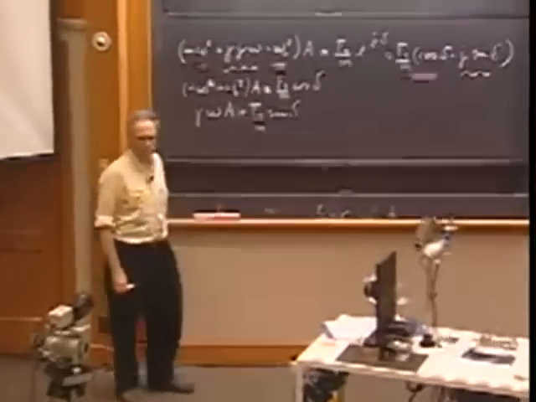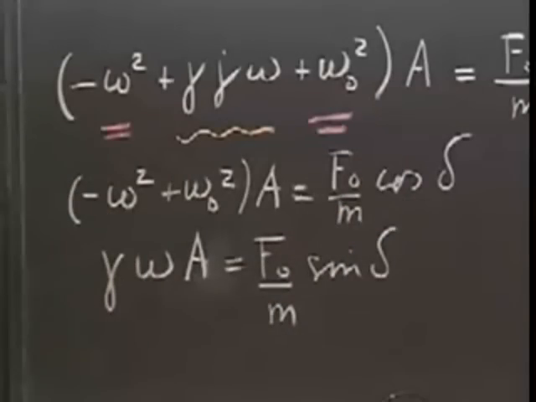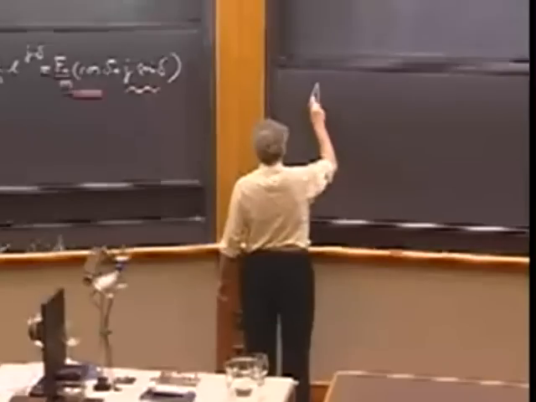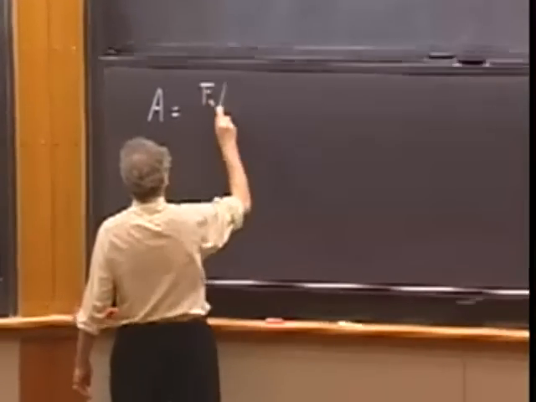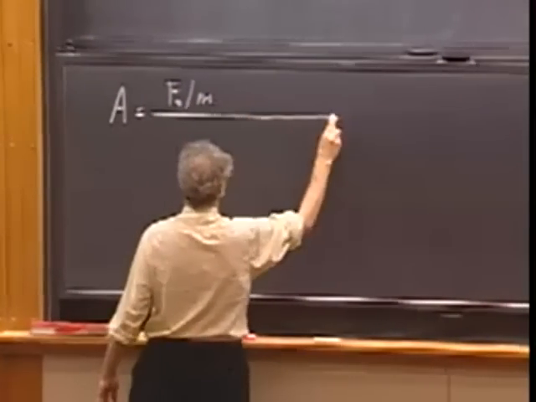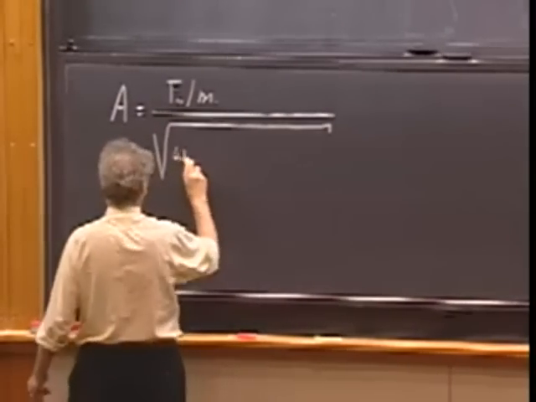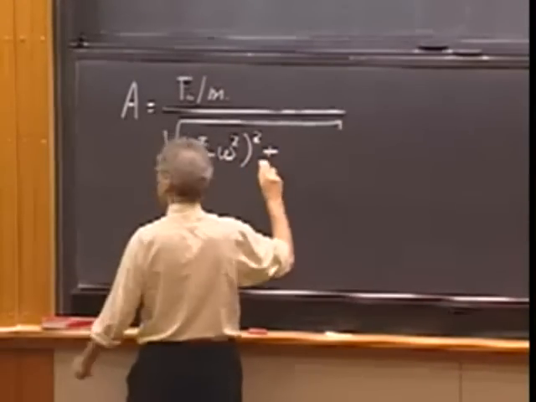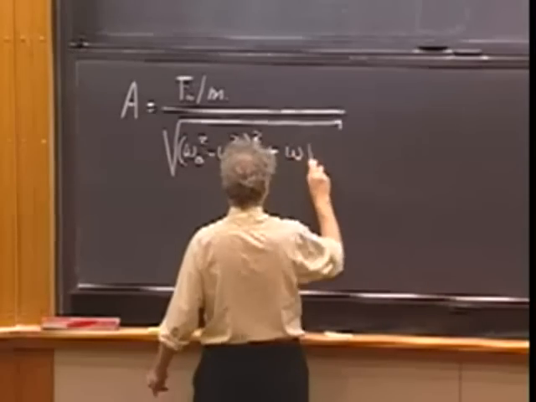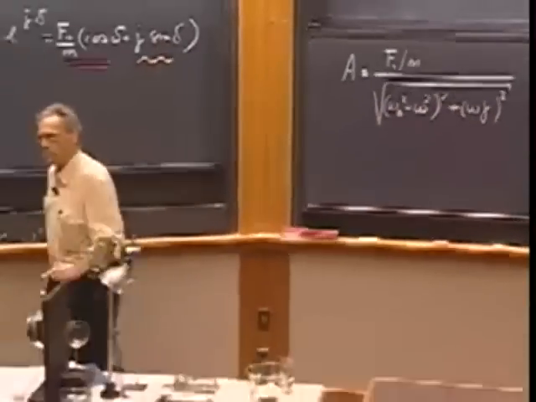If you square them, then you get sine squared δ and cosine squared δ. You add them up, that's 1. And so that immediately gives you what A is. So A is going to be F0 divided by m upstairs, and downstairs you're going to get the square root of (ω0² − ω²)² plus (ωγ)². So this is the amplitude of the object.